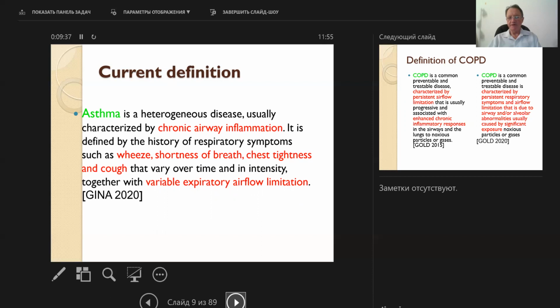But bronchial asthma, chronic inflammation in case of bronchial asthma, leads to variable expiratory airflow limitation, which manifests with respiratory symptoms such as wheezing, shortness of breath, chest tightness, and cough, that vary over time and intensity.